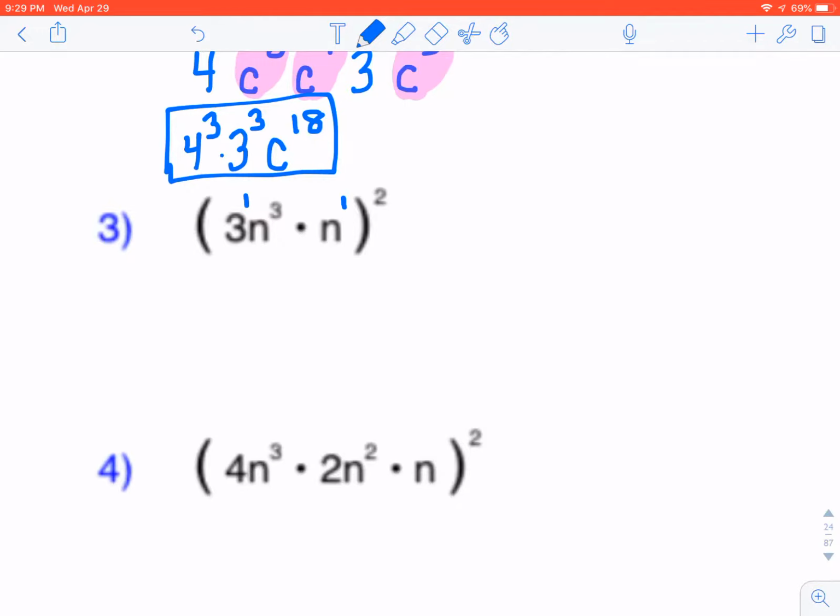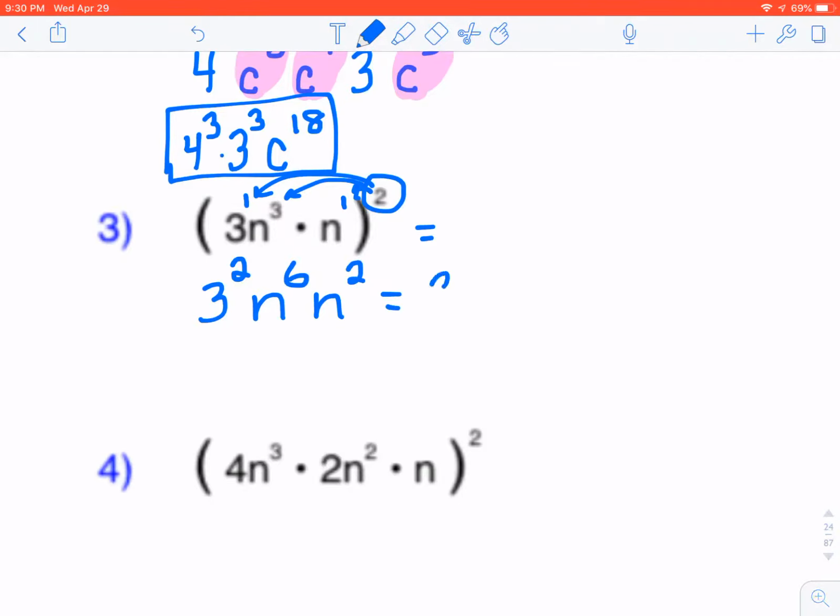Okay, so number 3, you are first putting a 1 above your 3 and your n, and then you're multiplying the 2 to all the other exponents or powers that you see. That's how we clear our parentheses. So rewrite your base of 3. 1 times 2 is 2. Rewrite your base of n. 3 times 2 is 6. Rewrite your base of n. 2 times 1 is 2.